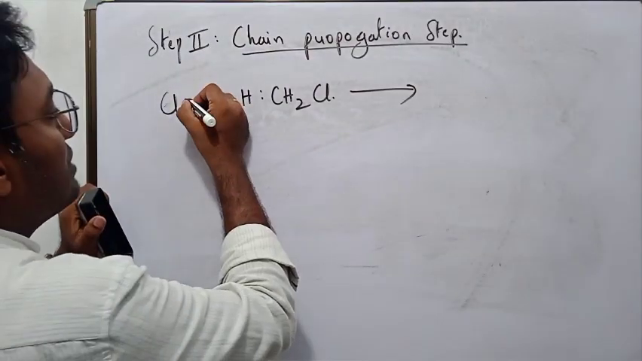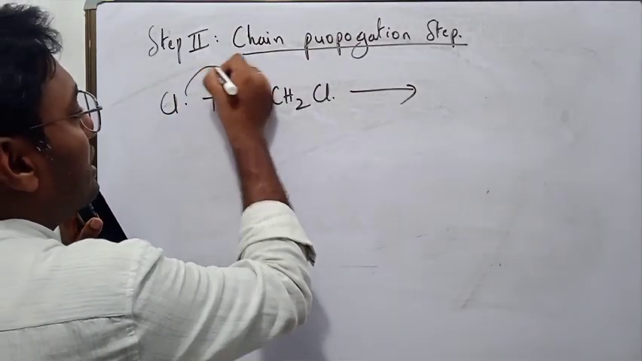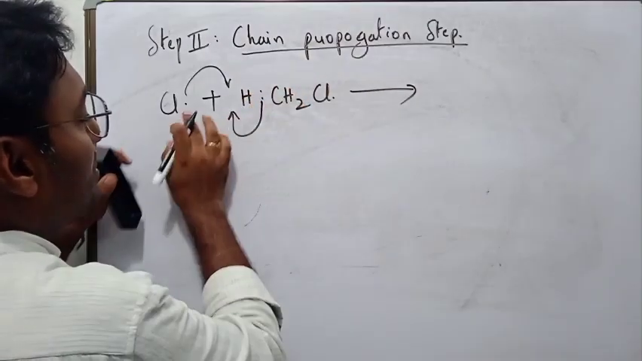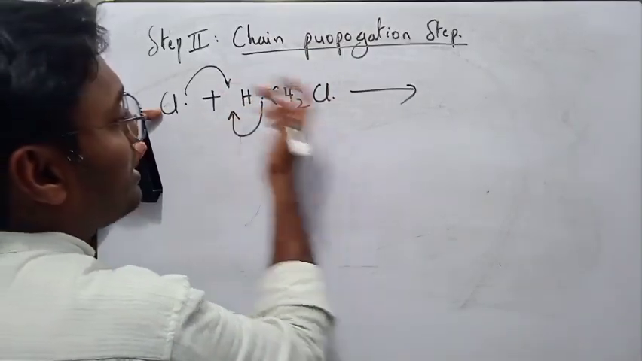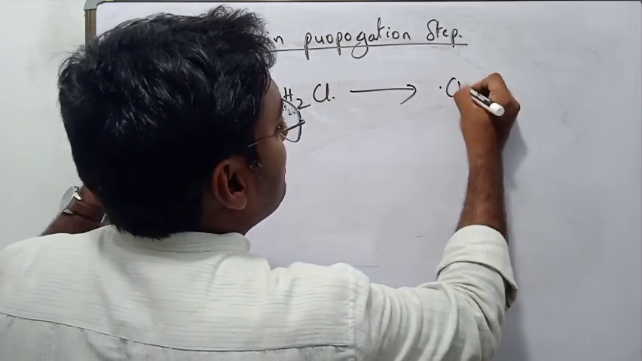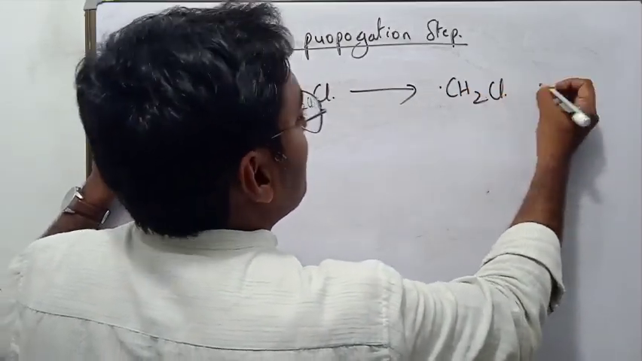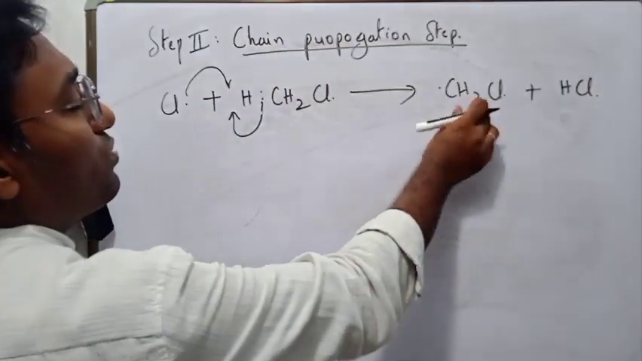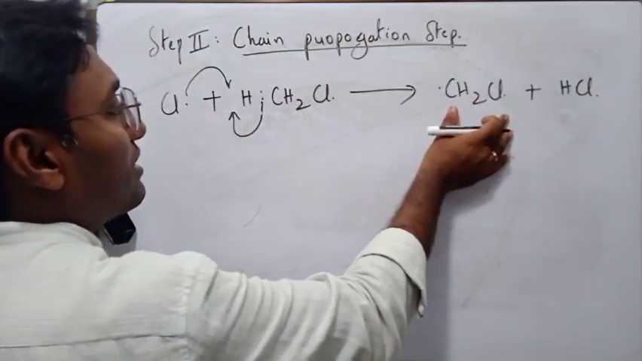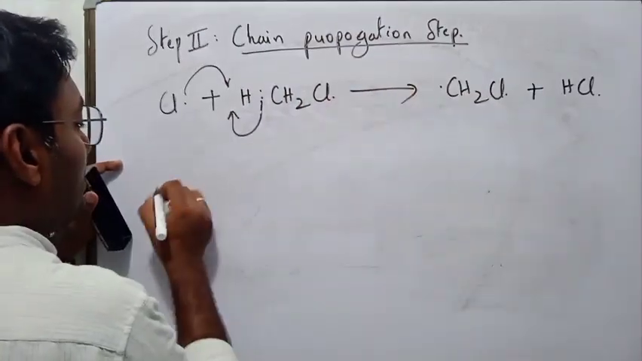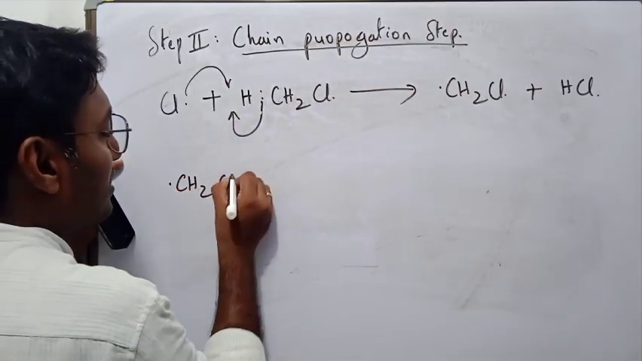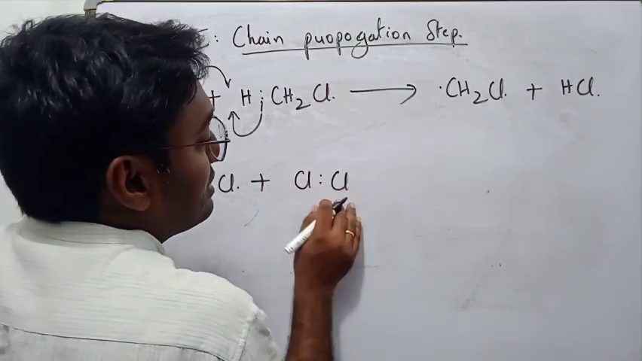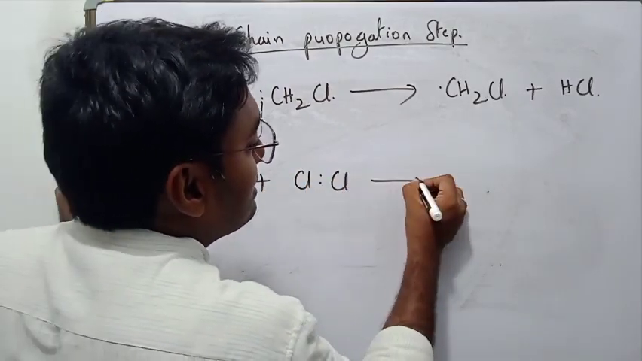Now Cl wants an electron. It takes an electron, and H also. With its electron, it will take the H too, and what we get is this and HCl. This is the monochloromethane free radical, right? And this monochloromethane free radical would react with Cl2, which is already in the reaction system.